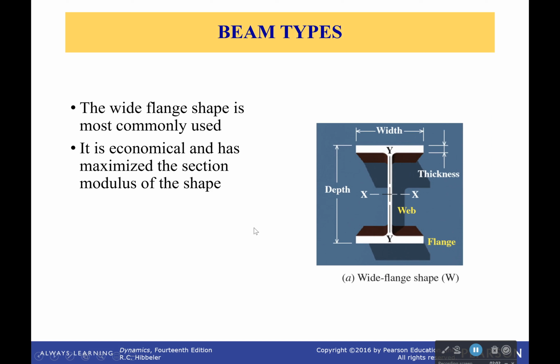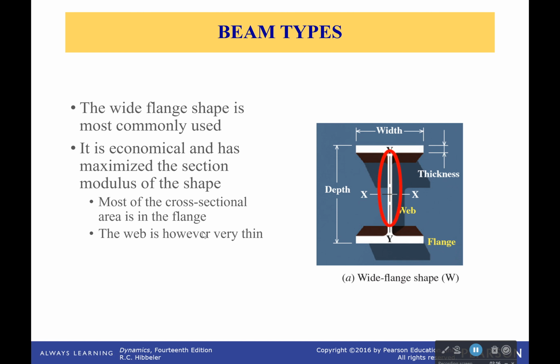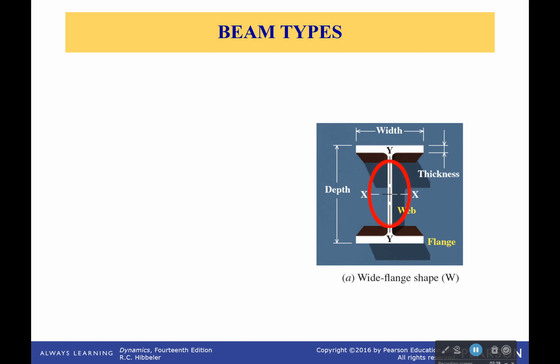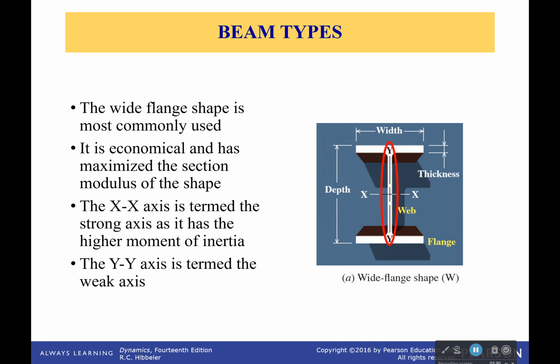But the reason we like it is because it's economical, and it maximizes the section modulus of the shape. We put most of the area very, very far away. We have a very thin web, and then a lot of area in the flanges. So, like I said, most of the area is there. Very little is in the web because that doesn't do much for our moment of inertia. And the strong axis is that horizontal axis through the centroid, while the weak axis is this vertical axis.